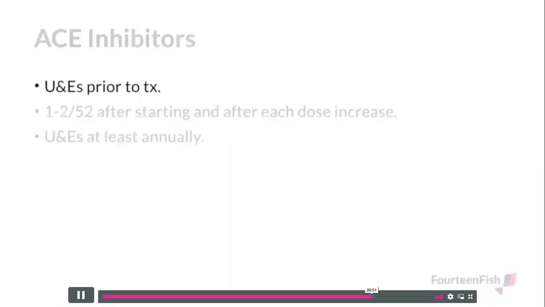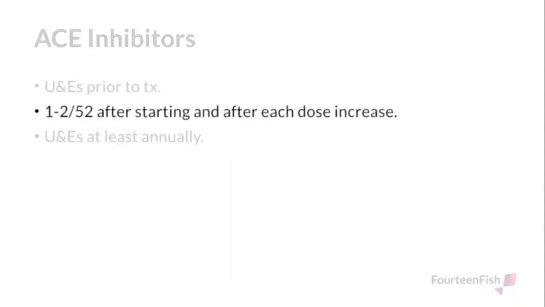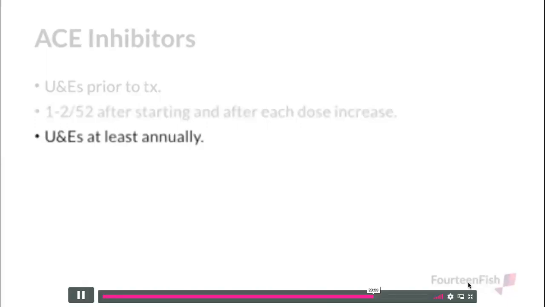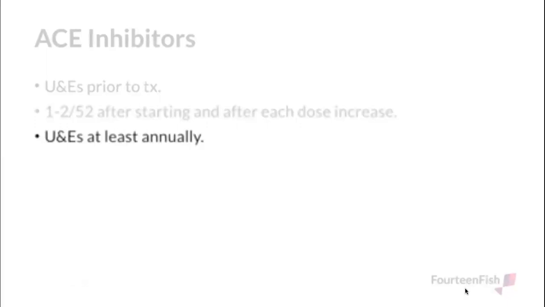Patients who are going to be commenced on ACE inhibitors require urea and electrolytes prior to starting treatment, and then 1 to 2 weeks after starting treatment and after each dose increase. Their U&Es should be monitored at least annually thereafter.